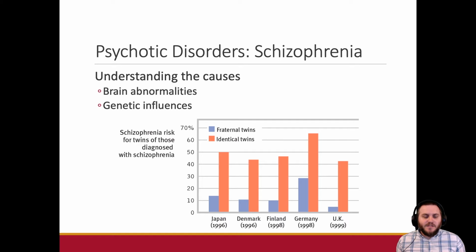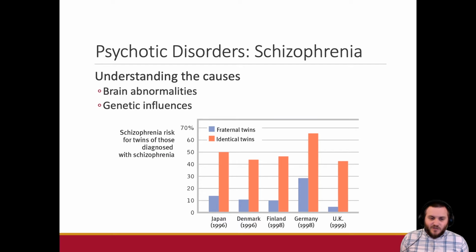Okay. And so the red bars are identical twins. So that's the concordance rate for an identical twin who is diagnosed with schizophrenia and then the other twin having it. Okay, the other twin having it. And this is compared to fraternal twins. Okay, so you can see that, generally speaking, 40 or more percent concordance rate for identical twins. So 40% or higher for each of these countries.